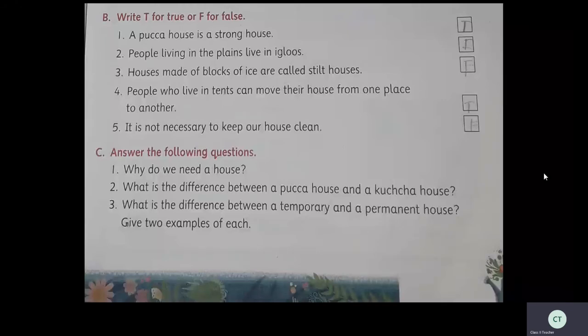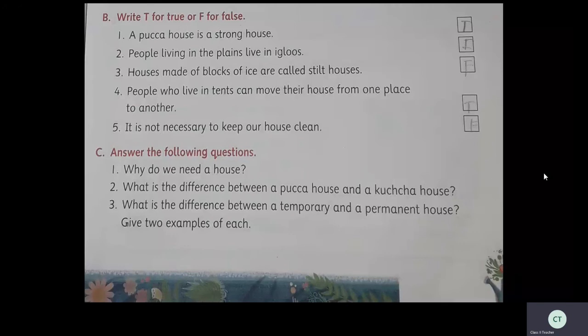The next, number 4. People who live in tents can move their house from one place to another. Is it true or false, children? Yes, it is true, isn't it? So it is a temporary house. So wherever we go, we can shift the tent, the house like a tent. So it is true.